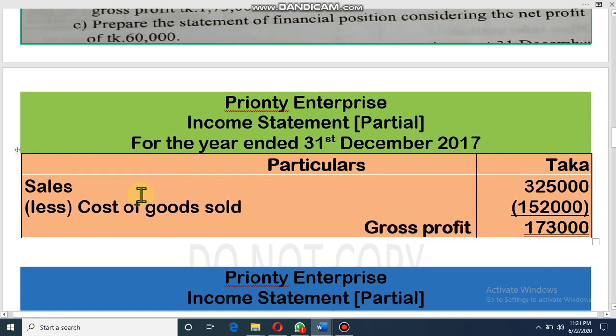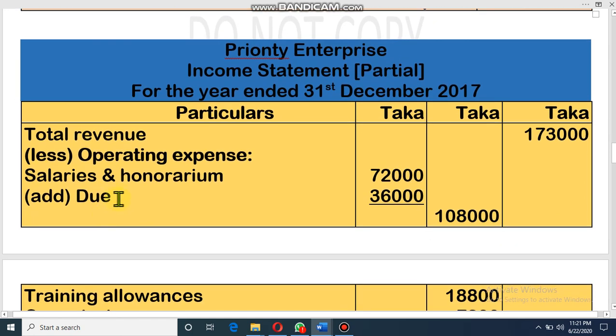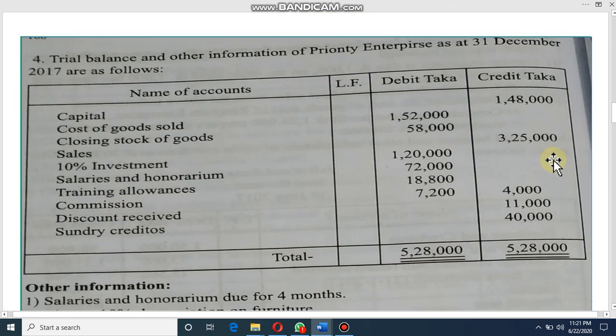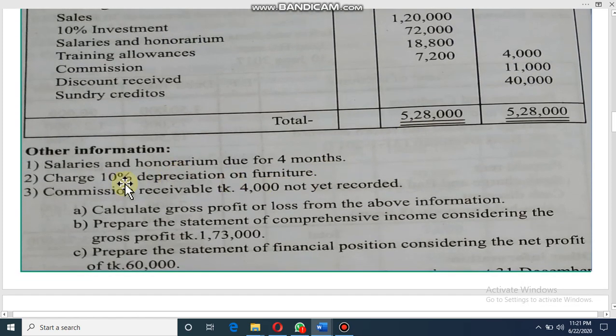Look at the solution now, dear student. I have written here salary and honorarium. I have told you that it is an operating expense. Due: where do you get due? In the question I did not find it. Look at the trial balance, there is no due. Look at the adjustment: salary and honorarium due for 4 months.